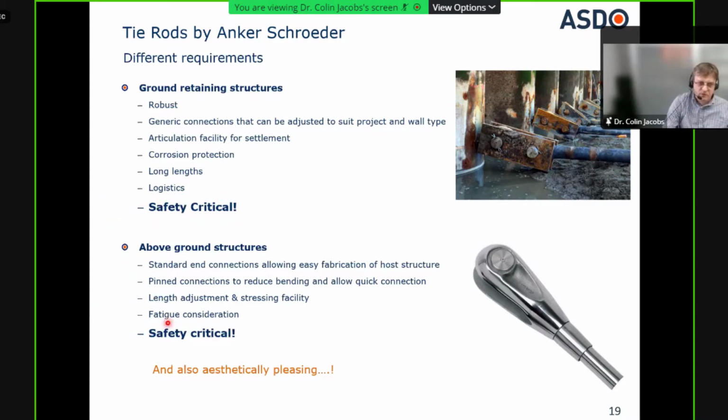When we're looking at above ground structures, we develop a number of standard connections which makes much quicker lead times and allows fabrication of the host structure to be a lot easier. But again, pin connections, very important for length adjustment and stressing facility in this type of tie bar. And again, fatigue consideration, as you guys will be well aware, is a big consideration. And again, also safety critical. And on top of all that, for above ground structures, we also have to be aesthetically pleasing. So the architect generally has a view that he likes these tie bars to also look nice and pretty.